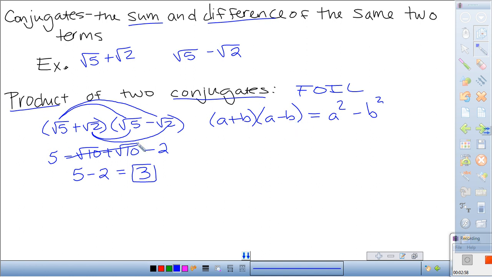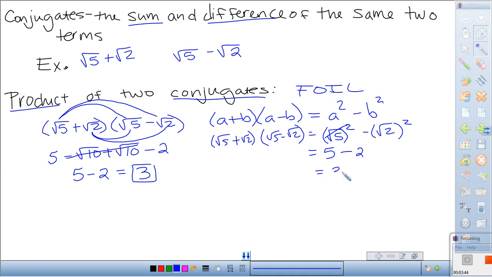So instead of FOILing this, we simply could have followed this rule. We could have said the square root of 5 plus the square root of 2 times the square root of 5 minus the square root of 2 follows that rule. It's the first term squared, so the square root of 5 squared, minus the second term squared, the square root of 2 squared. And then remember that square rooting and squaring are opposites of each other. They simply undo each other. Also, the square root of 5 times the square root of 5 is the square root of 25, which is simply 5. So we get 5 minus the square root of 2 squared, which is 2, which gives us simply 3.